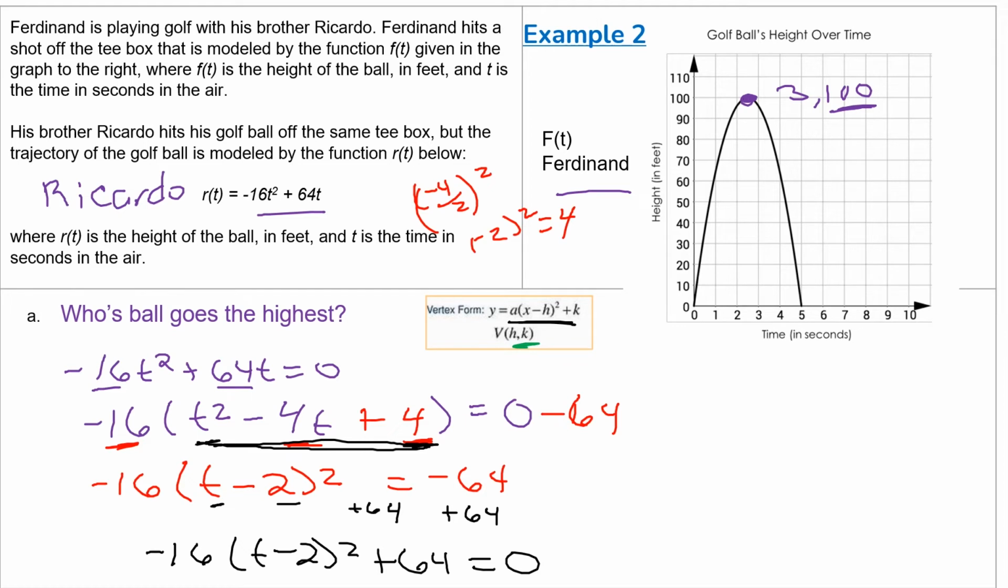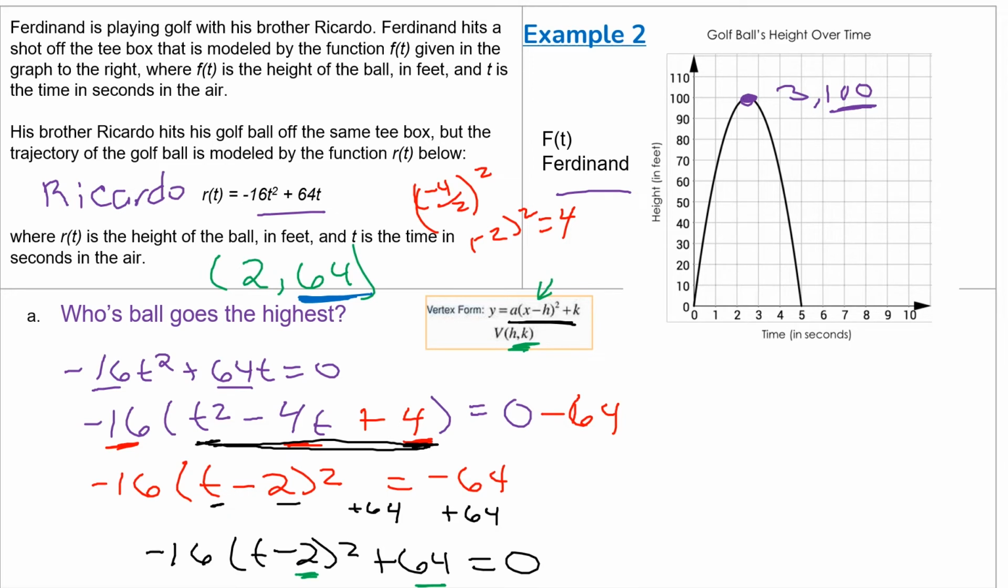My vertex is h and k. So h is 2 because in the formula it is minus, so it's going to be an original positive 2. So the vertex here is 2, 64. So this is my k. So his y value, which would be the highest point, is 64.